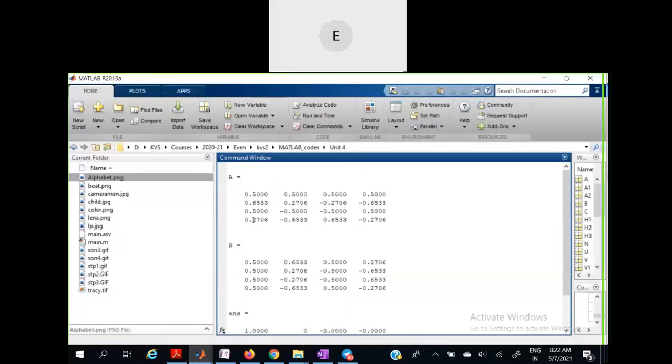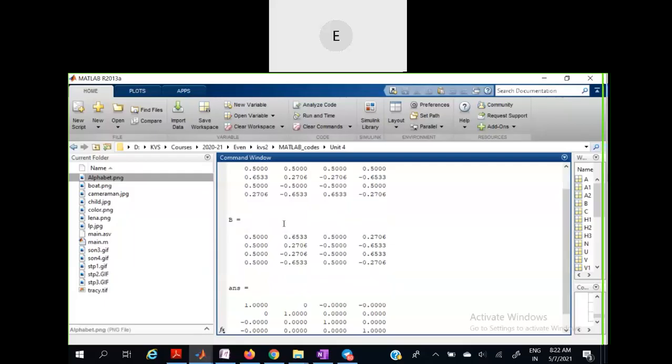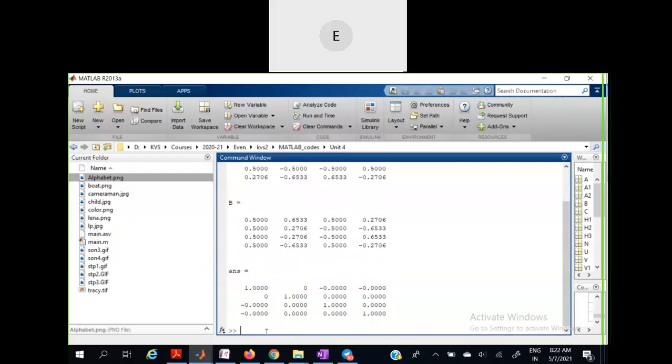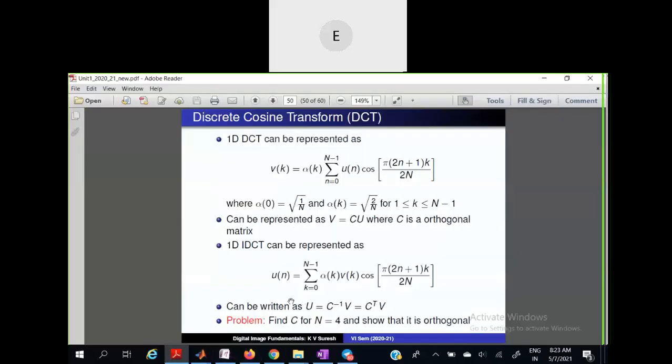Okay, so A is the DCT matrix for n equal to 4, B is A transpose. So you can observe that it is not symmetric. And this is A into B. So you can observe it is an identity matrix. All other values are 0, only the diagonal elements are 1. So that is exactly what you would be asked in the exams to start with. That means find the DCT matrix for n equal to 4 or n equal to 2 and show that it is orthogonal. Showing it as orthogonal means C into C transpose should be equal to identity.